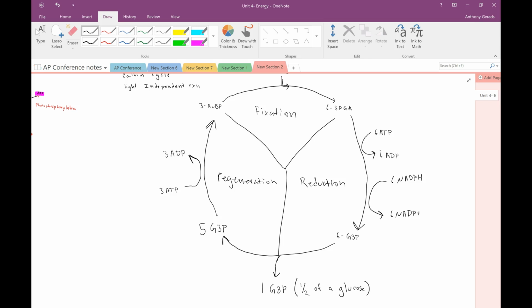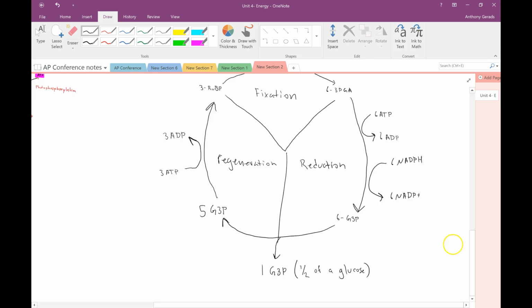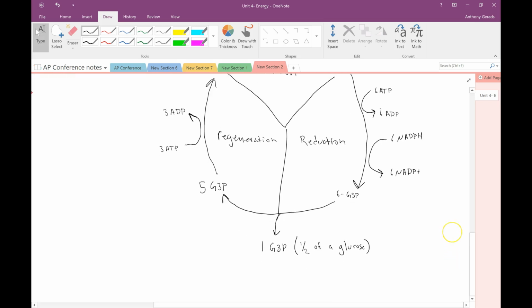I don't like these 5 3-carbon G3Ps, and so I'm going to regenerate RuBP. So I'm going to take those 5 3-carbon G3Ps, switch it around, and regenerate 3 of those 5-carbon RuBPs. Thus where the name regeneration comes from. Okay, because it's just about rearranging stuff. Okay?